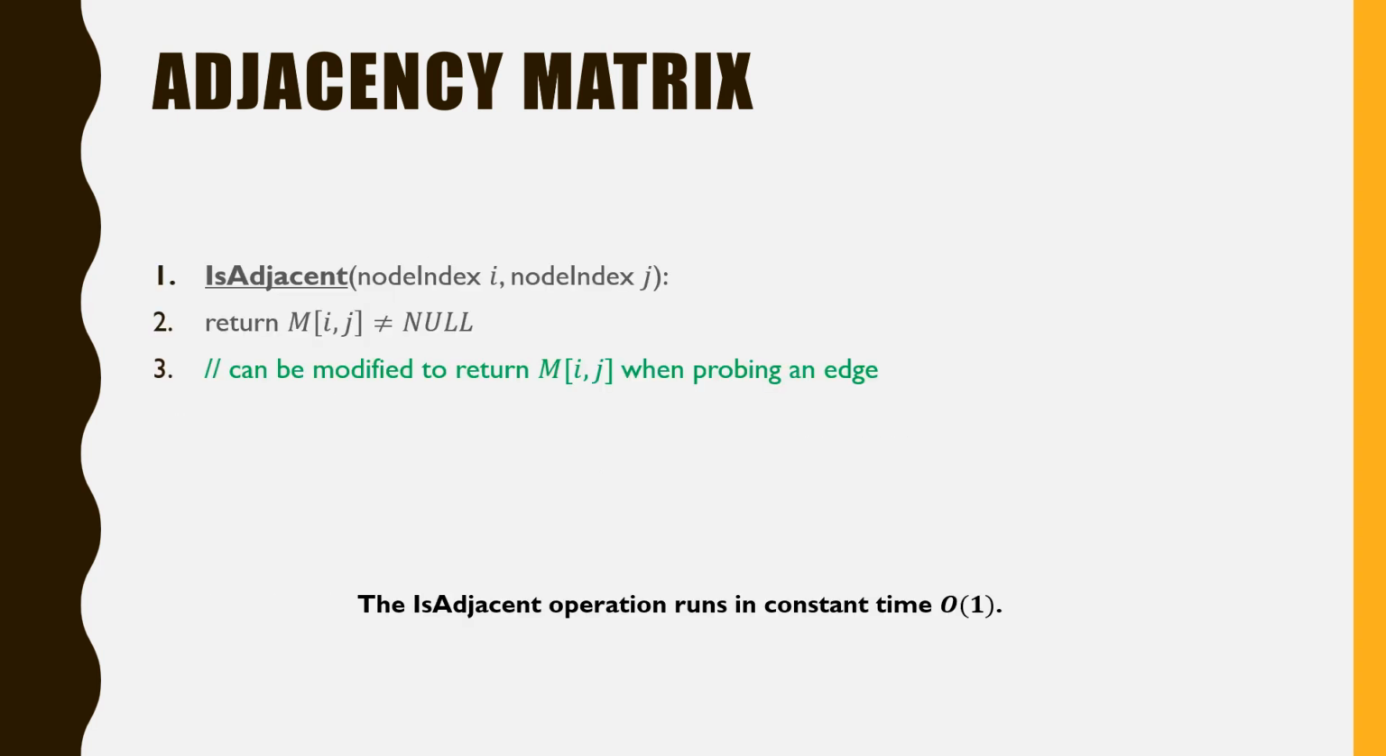The following is the pseudocode for the isAdjacent operation. In line 2, it verifies whether the entry Mij is null. If null, the edge does not exist. Otherwise, the edge is present. Additionally, the code can be modified to return Mij directly, enabling the retrieval of edge-associated information, such as its weight.